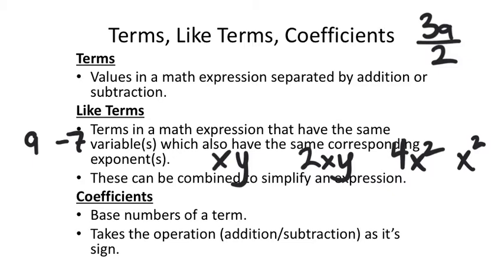And then we have this word coefficients, okay? So the coefficient is the number that's being multiplied by the letter. That's a very quick way to put it, okay? But once again, the coefficients will take the operation, whether it's addition or subtraction, as its sign. That's to its left. Okay, so if I saw something like, I don't know, 3 minus 4y like this, I wouldn't say that that's a positive 4y anymore. I would say it's a negative 4y like this, okay? And the coefficient would be -4.